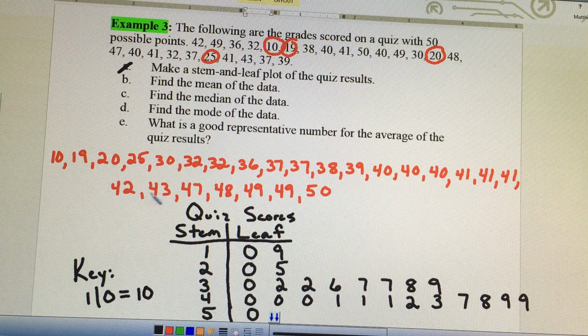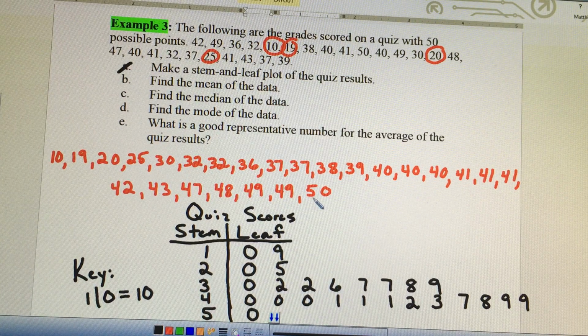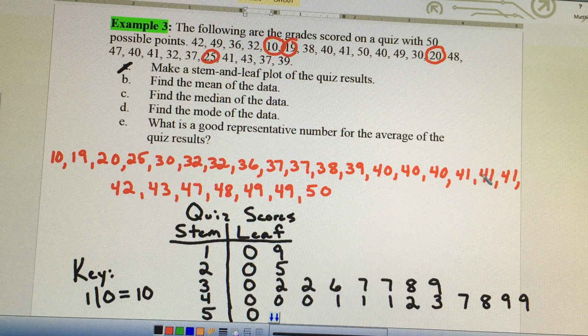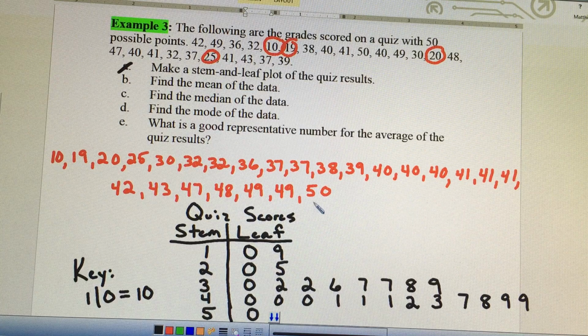I'm going to ask the substitute to go ahead and pause the video. I want you to go to your calculator and add all of these numbers up, and ultimately you're going to divide by 25. So go ahead and pause the video right here, add all of those numbers up, and then divide by 25.